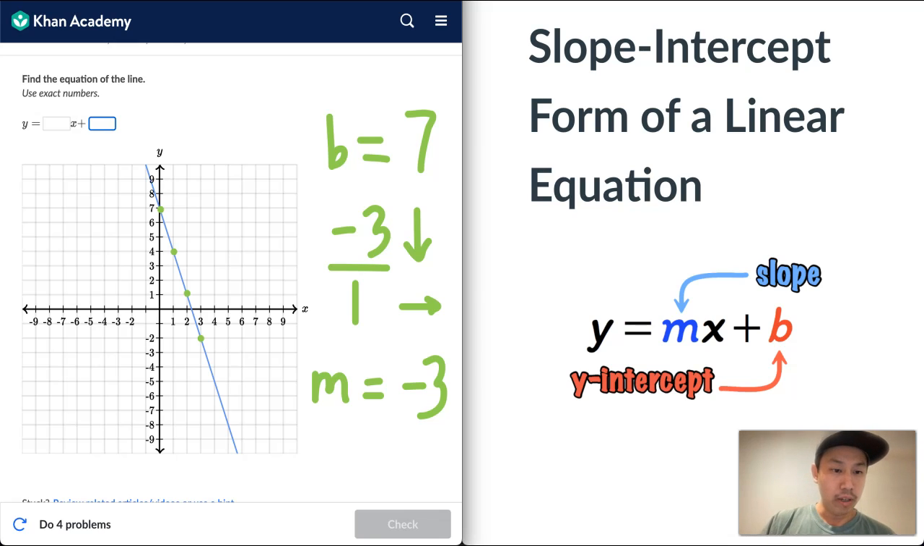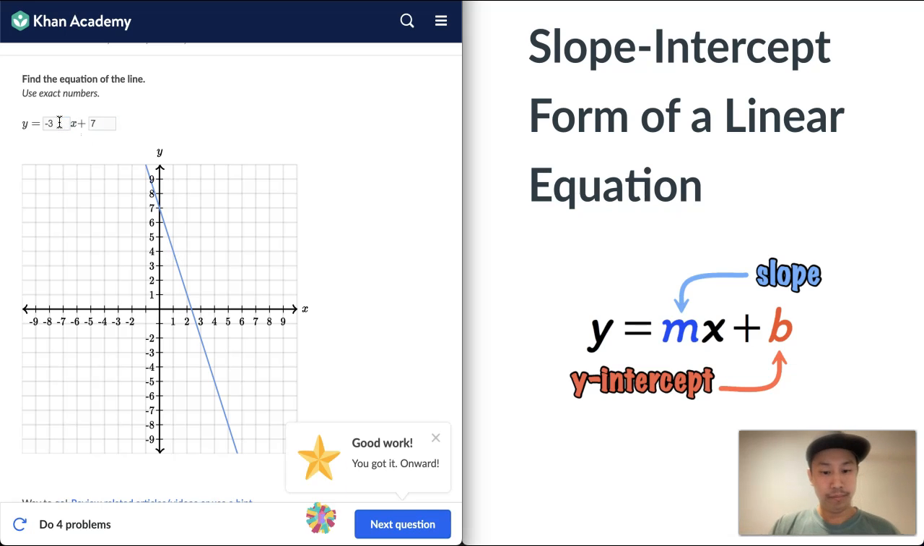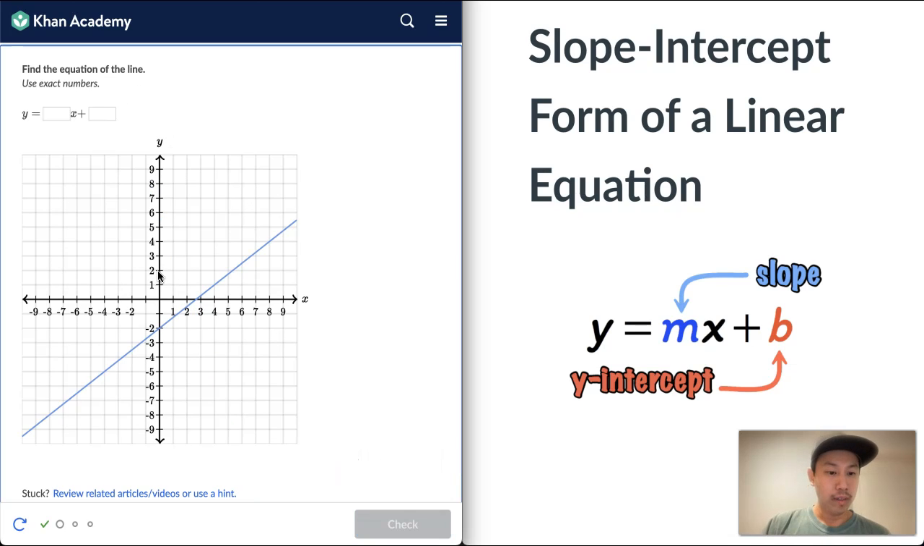So the y-intercept was 7, and then the slope was down 3, right 1 for a negative 3. Okay, let's do one more. Same thing: we're going to fill in the m value, which is the slope, and the b value, which is the y-intercept.